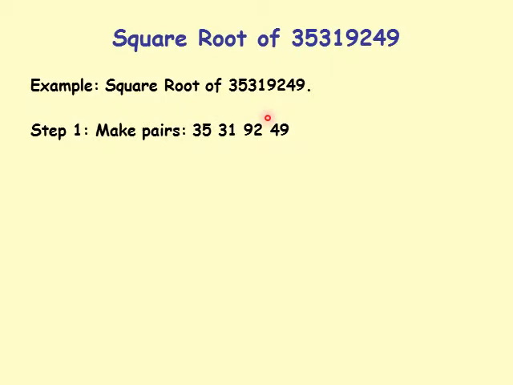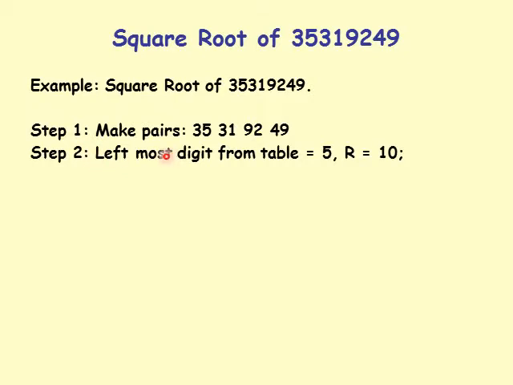We need to figure out how many digits are in the square root. So we get 4 pairs: 35, 31, 92, and 49. So the leftmost digit comes from the table of squares and from 35. From that table we have 5 as the leftmost digit of the square root. We only used 25 of the 35, and so the remainder is 10.